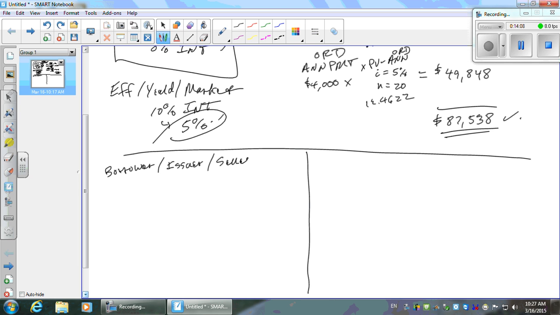We could call them any of those things. It's the same folks, okay? The company that's issuing the bonds, borrowing the money, is selling the bond, okay? Got it? Just business terminology. So anybody that says that will know what it is.